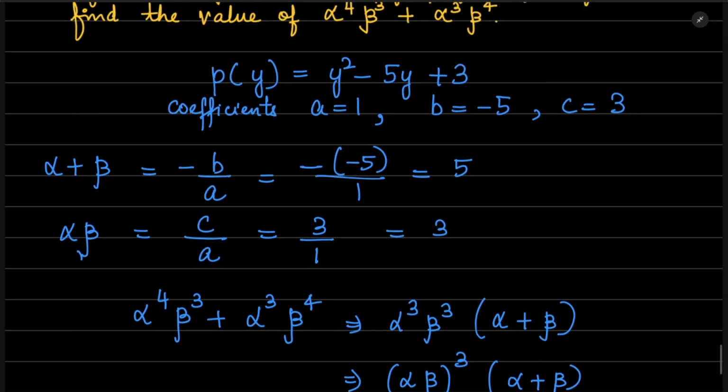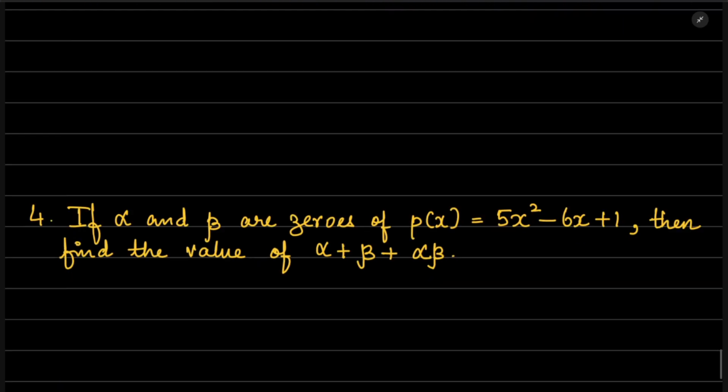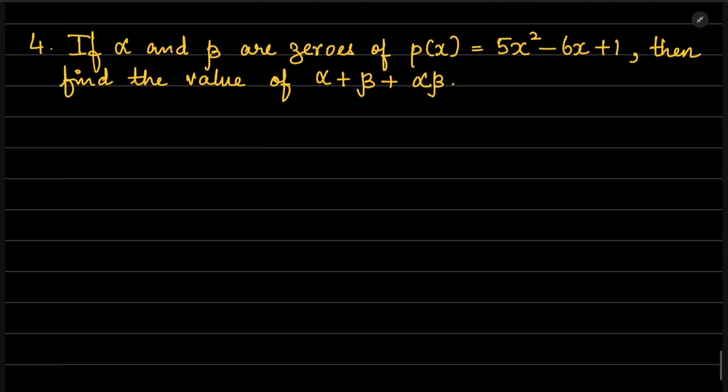I hope you are able to understand now that we are doing the same kind of problems. Let us do one more question of the similar kind. Again, if alpha and beta are zeros of the given polynomial, then find the value of alpha plus alpha beta. Here already you have the sum and product, so you don't have to do anything much. Let us do it.